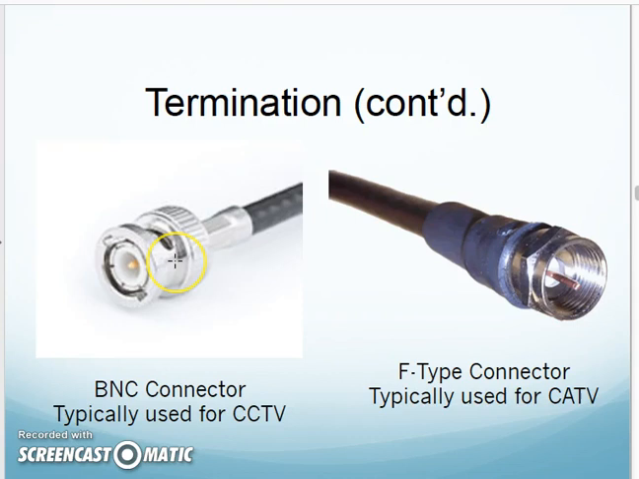Here's your BNC type connector for closed circuit TV. Here's your F-type that you would have for your cable TV, or if you have a coax coming into your house for internet connection. That's typically the type of connection you're going to have.